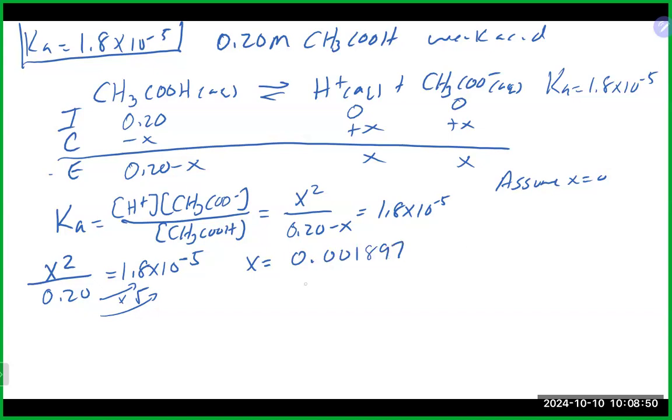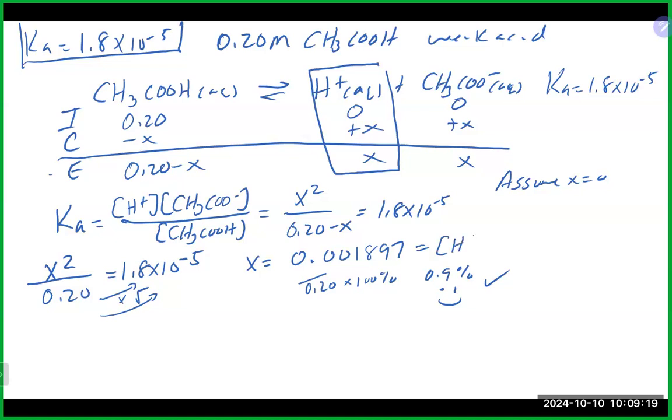0.001897. We do always want to check, so we'll divide that by 0.2, times it by 100% to check it. And if we divide by 0.2 times it by 100, you're like at 0.9%. So this is a good check in this case. So in terms of the pH, we are interested in the H plus concentration, which is X in this case. So this would equal our H plus concentration.